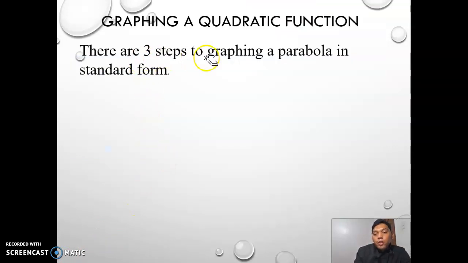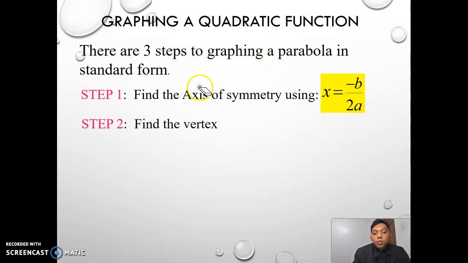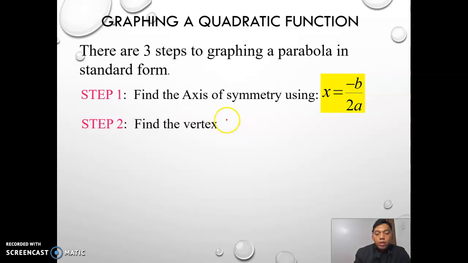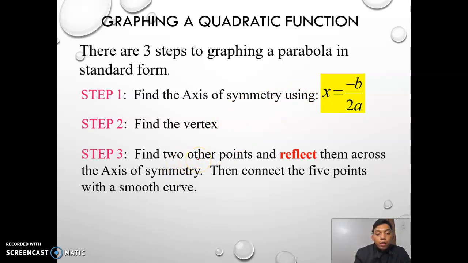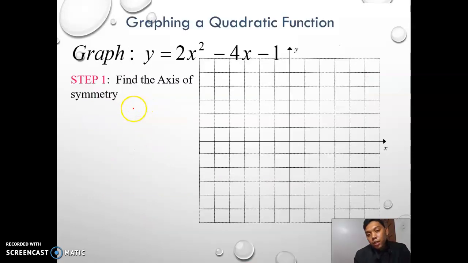Now let's proceed to graphing a quadratic function, a parabola, in standard form. First, you have to find the axis of symmetry and find the vertex. To get the vertex, remember, we have to solve for it, just like what we did earlier. You can use the formula or you can just substitute the x. Then find two other points and reflect them using the concept of axis of symmetry. Then connect the 5 points using a smooth curve. So first, for the axis of symmetry, you need to make a table.